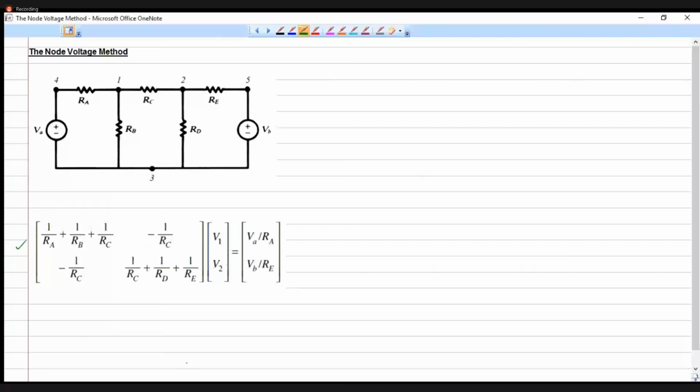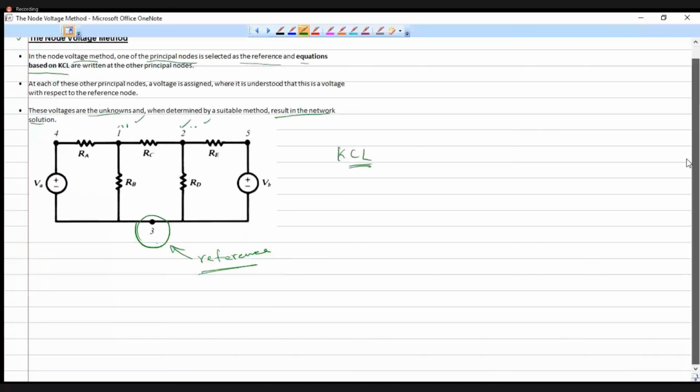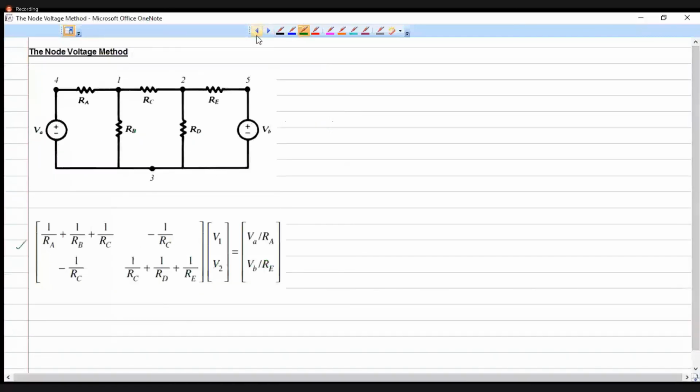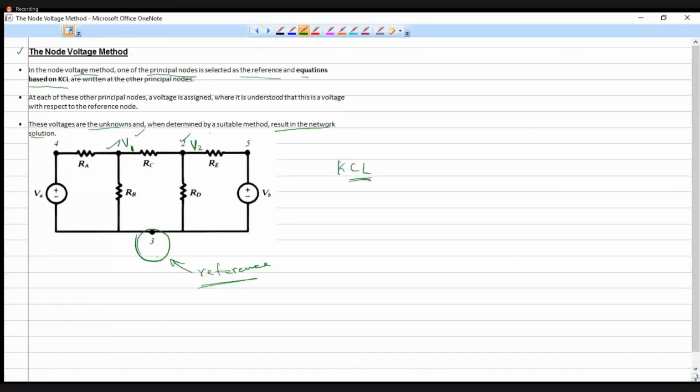Here, just like we have written the determinant for the mesh current, I have shown how we can write the matrix for the node voltage method. So how to write the Kirchhoff's law? This doesn't change. How to write the KCL for these nodes? I'll write the general KCL equation for this.